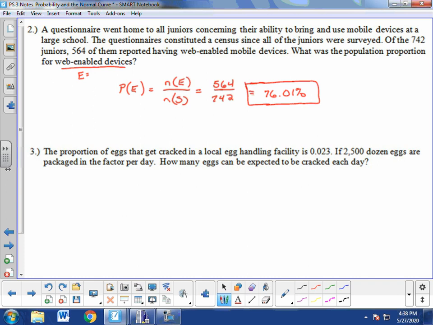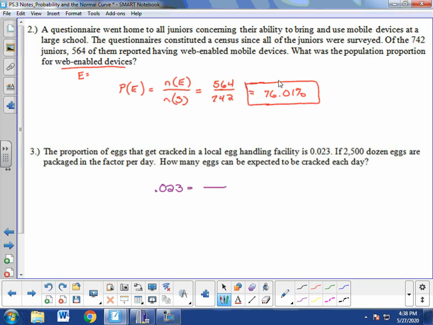It says the proportion of eggs that get cracked in a local egg handling facility is 0.023, or 2.3%. If 2,500 dozen eggs are packaged in a factory every day, how many eggs can be expected to crack each day? So in this case, it gives us the population proportion that is going to be cracked. The population proportion that is going to be cracked is 0.023.